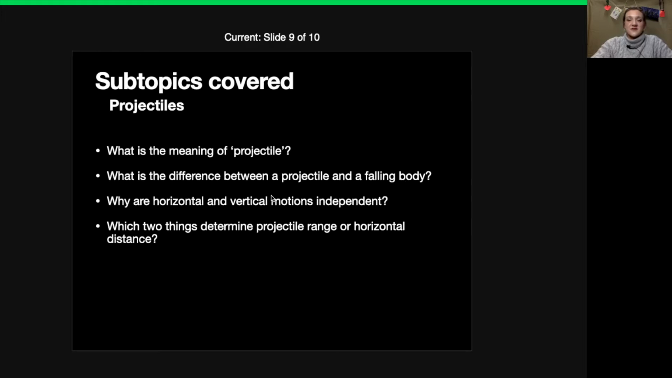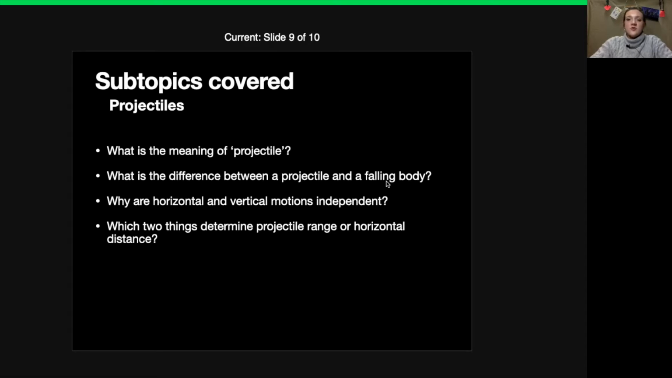Next, we have projectiles. What is the meaning of projectile? A projectile is something that you throw through the air and it lands a distance away from yourself on the Earth's surface again. What is the difference between a projectile and a falling object? A falling object, or a falling body, starts from rest and accelerates only with gravity, but a projectile has the energy that the original item or person gives it.